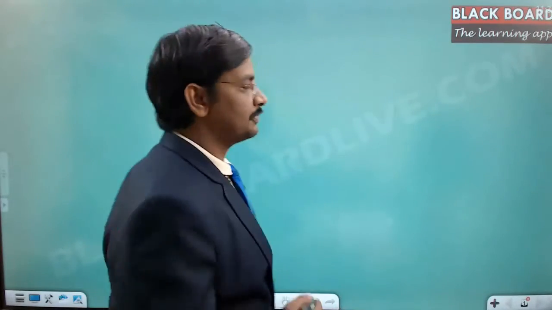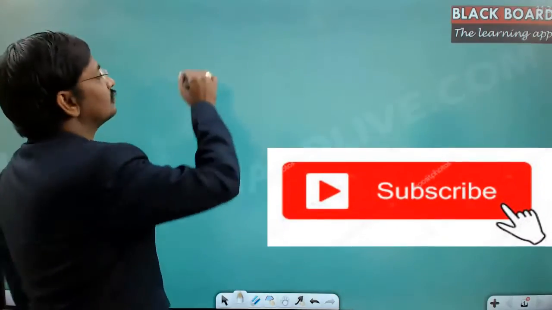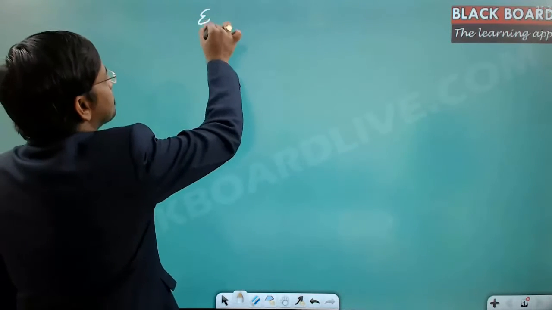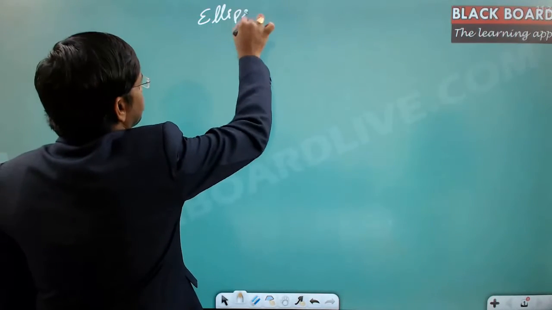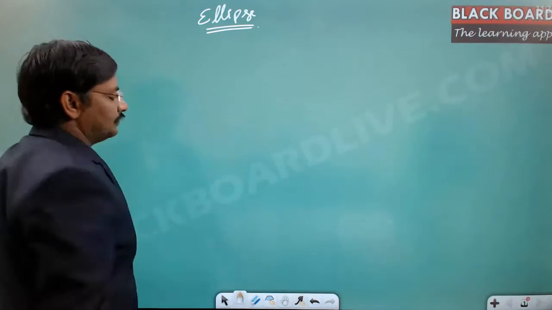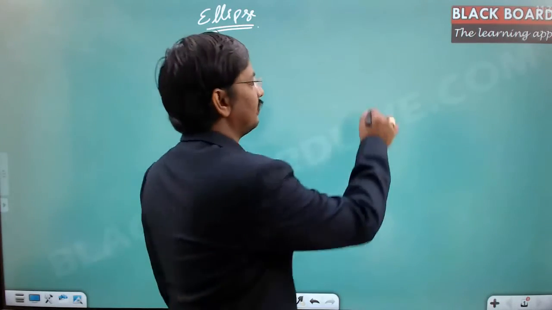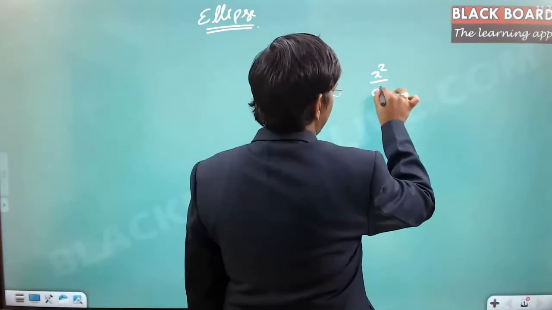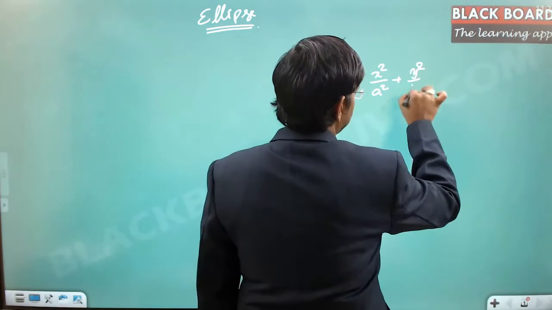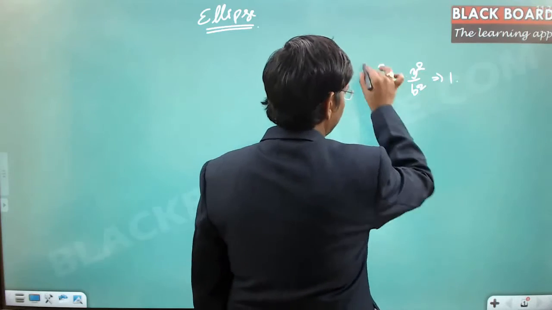So let us start. We were discussing the ellipse. We will finish the ellipse and then continue to the hyperbola. In the case of the ellipse, we have done the derivation for the ellipse equation, that is x square by a square plus y square by b square is equal to 1. So this is the equation of the ellipse.